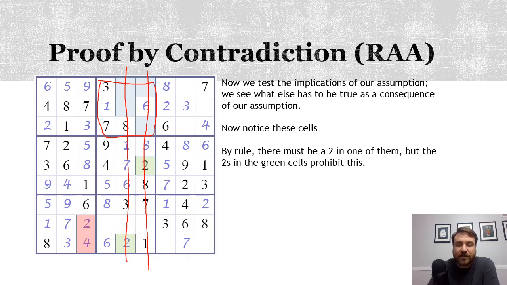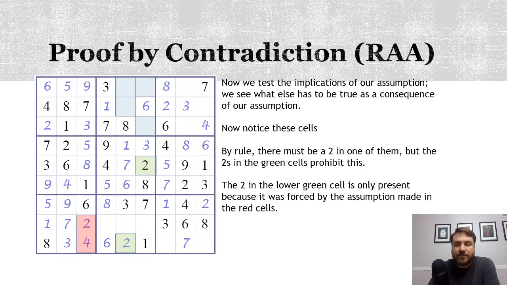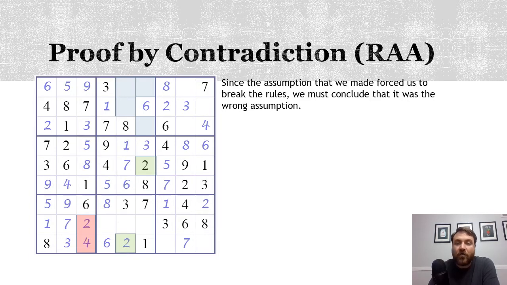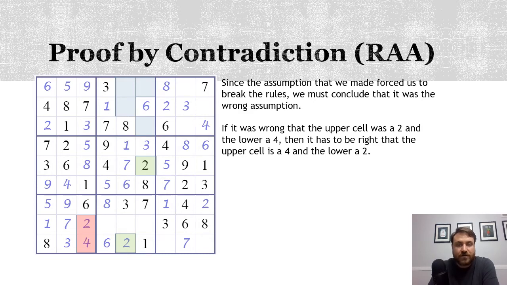And so in making our assumption, we've created an impossible situation. That 2 in the lower green cell is only present because it was forced by the assumption we made before. Because the assumption that we made forced us to break the rules, we have to conclude that it was the wrong assumption, again, granted, given that everything else is placed correctly. If an assumption leads you into some kind of absurdity, then we can conclude it was the wrong assumption. If it was wrong that the upper cell was a 2 and that the lower is a 4, then it has to be right that the upper cell is not a 2, that is, that it's a 4, and that the lower one is a 2.